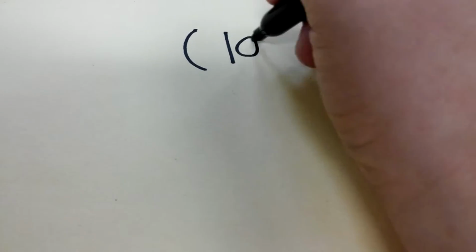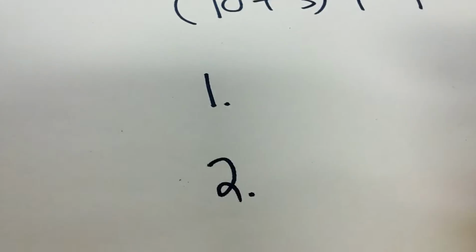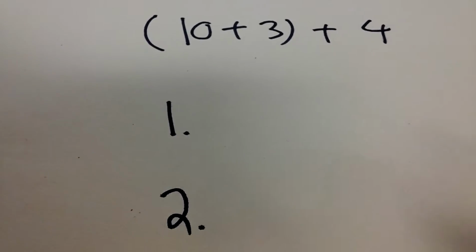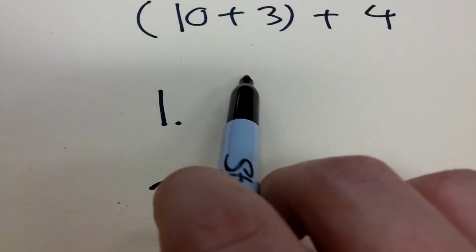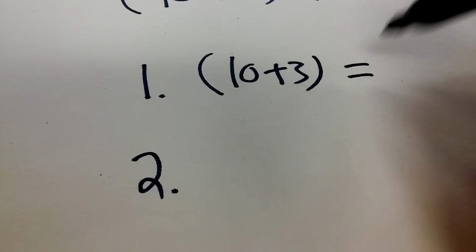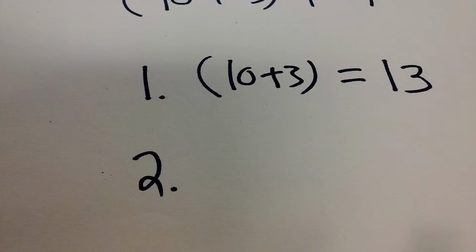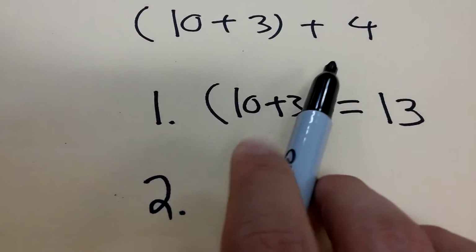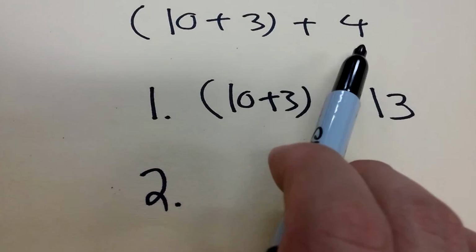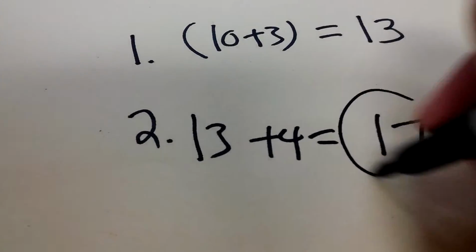What if I had (10 plus 3) plus 4? Remember, there's two steps to this. What's the first step I want to do? The first step is I want to solve the parentheses. So 10 plus 3 is equal to 13, right? Did I solve the parentheses? Yes. That's step 1. Now, am I done? No, because I still have to add a 4 to it. So I'm going to do 13 plus 4. That is equal to 17.